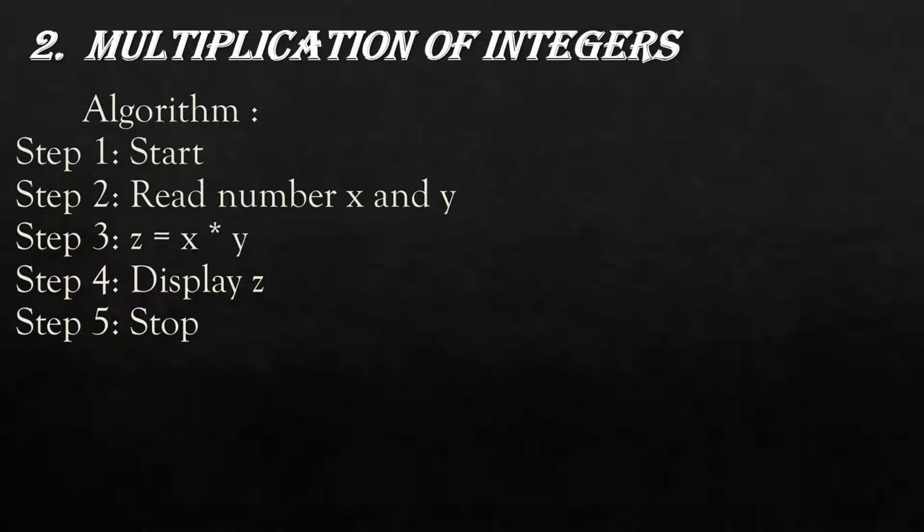Okay, so we'll write an algorithm. I already said that step 1 always begins with the start keyword. Start. The second step is the computer reads the numbers x and y. Now the third step is z equals x into y. The computer will calculate whatever the values of x and y are and store the result in z. And in the fourth step we display the value of z. Whatever the result of x and y will be, it will be stored in z, and in the fourth step it will be displayed. So in the fifth step we stop the algorithm here.